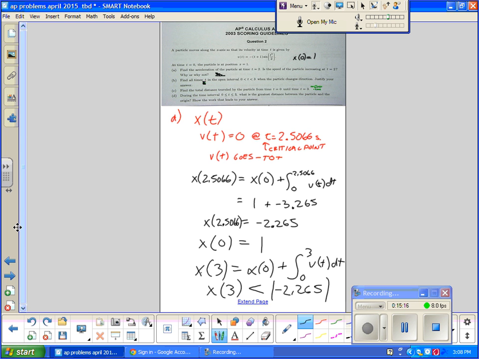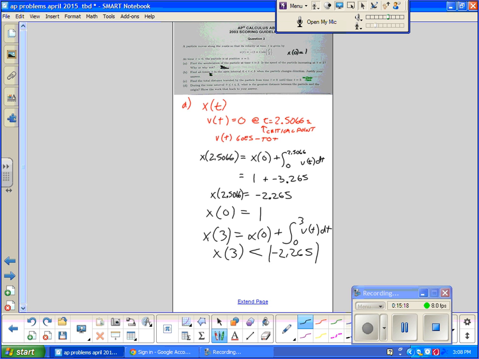All right? That said, when I do this math, guys, I show that x of 0 is 1. I showed x of 3 is less than the absolute value of 2.265. So the greatest distance from the origin. And guys, this is the hard part of this problem, because think about it. We're using a negative number being the greatest distance from the origin. Because we have to get our mind around this particle moving on the x-axis. It is difficult. This is a hard part of the problem. It's only worth 2 points though.